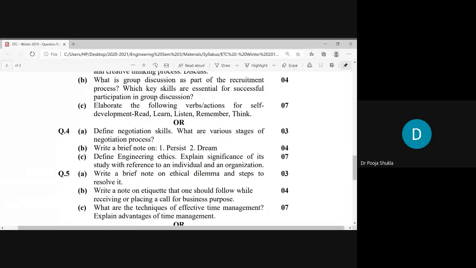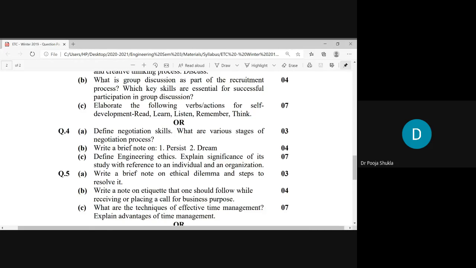Now, which key skills are essential for successful participation in group discussion? They are nothing but the factors on which people will judge you in the group discussion. So, good listening skills, leadership qualities, team behavior, communication skills, etc. would be a part of this answer.